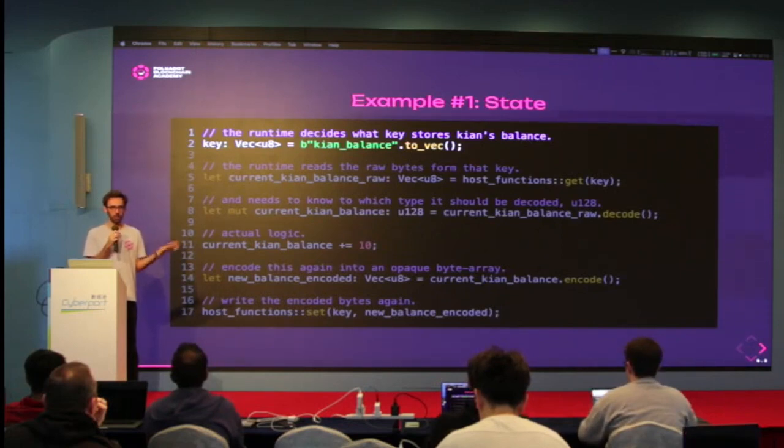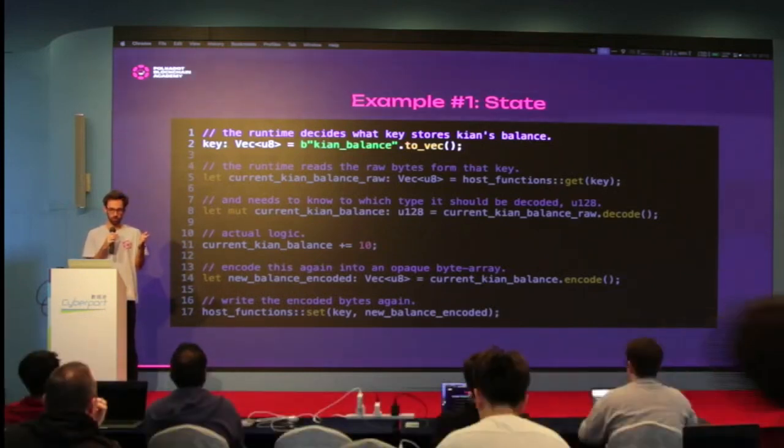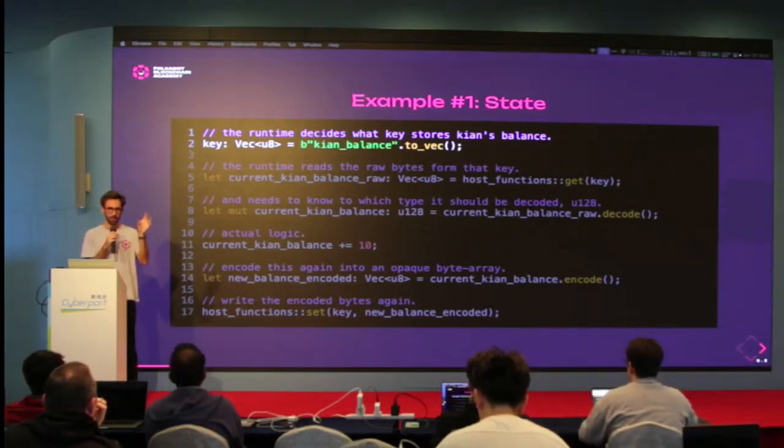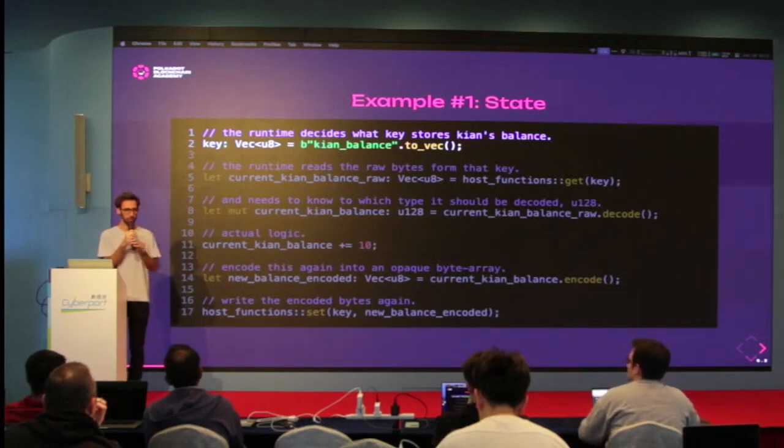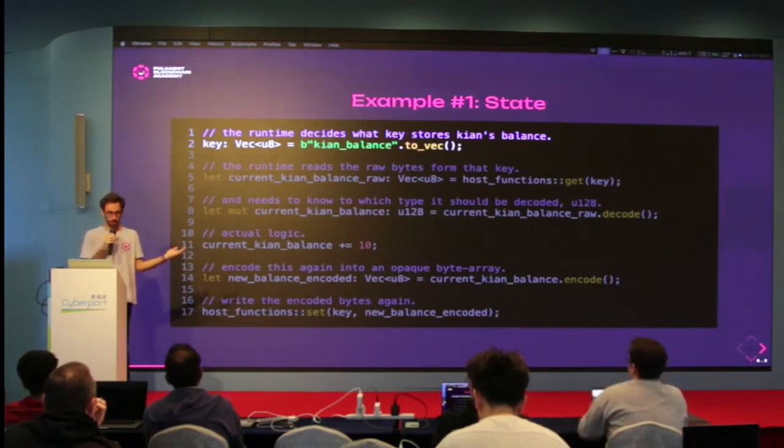In this case, quite arbitrarily, I chose Kian_balance. It could be anything. This is the key in my state that is storing my balance. And the runtime is the one knowing this. It's up to the runtime to decide on that. Again, in your assignment, you've been given this specification that account balances must be stored under this particular location. And this key is encoded as a Vec<u8>, as bytes.